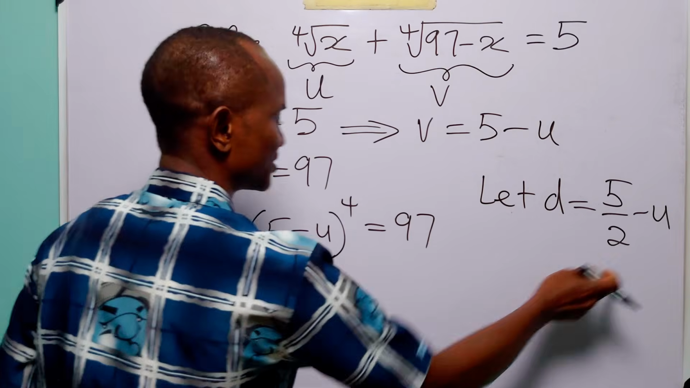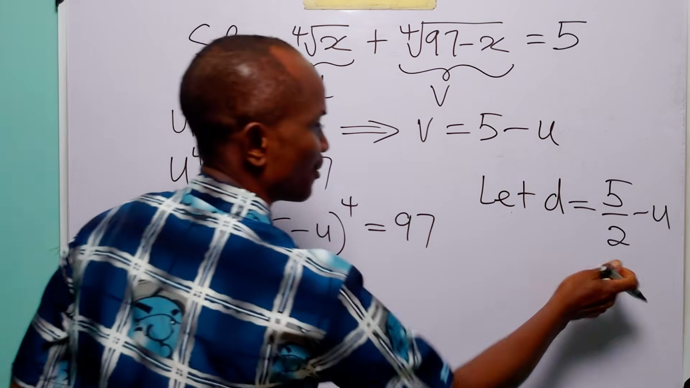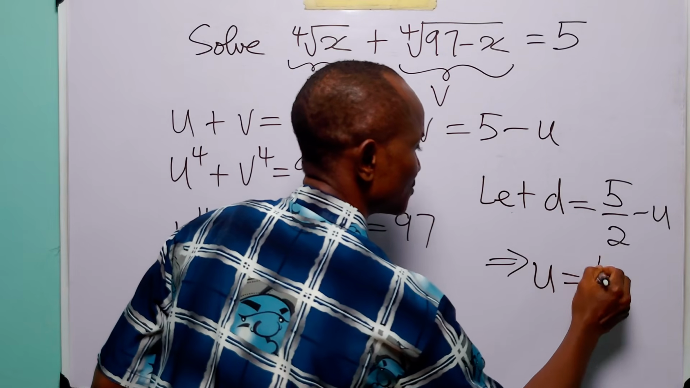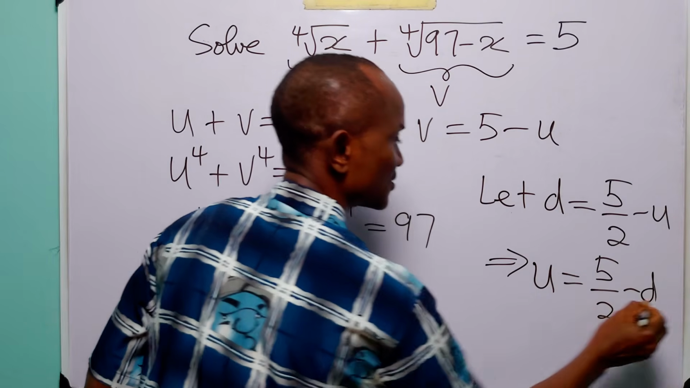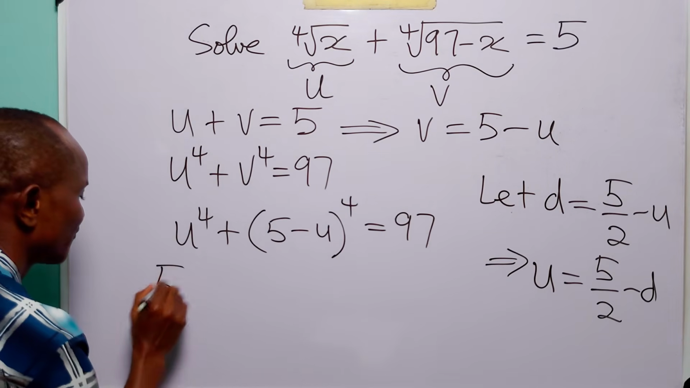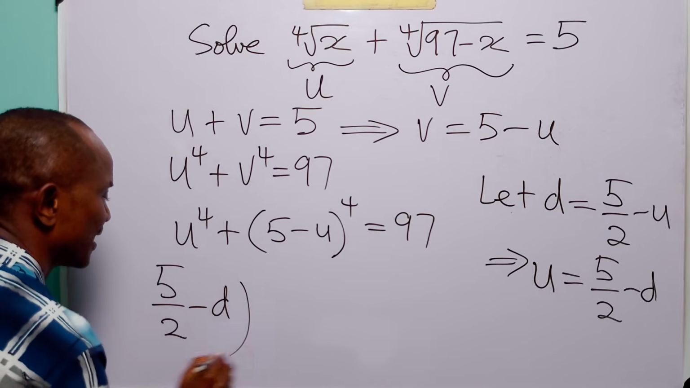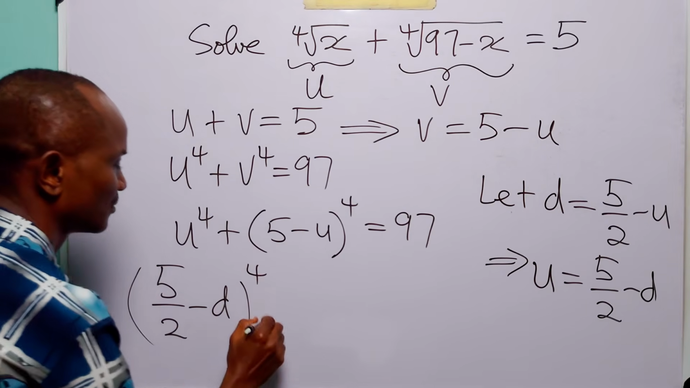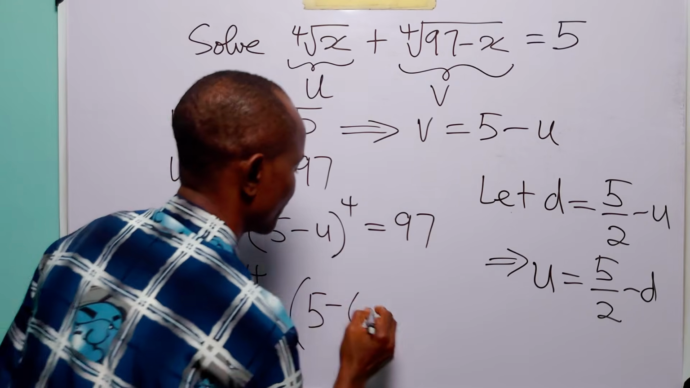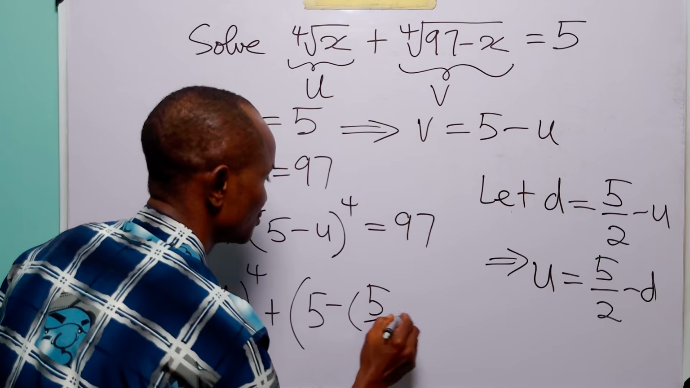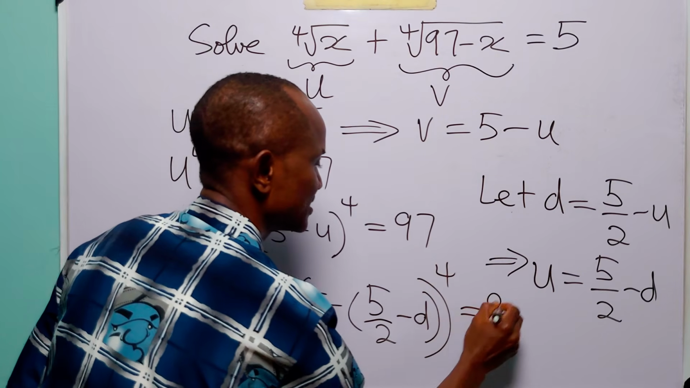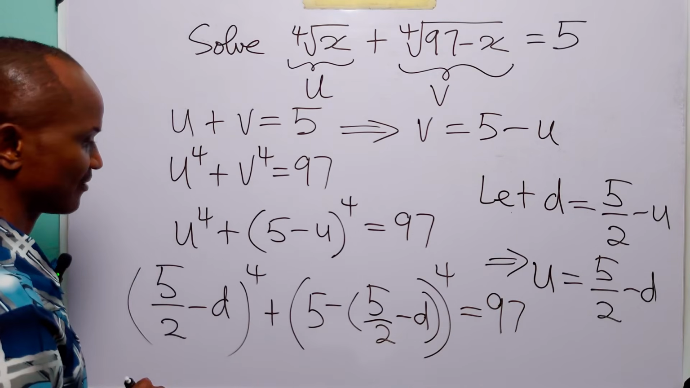And once more, with this substitution, from here we have that u is equal to 5 over 2 minus d. Now, with this substitution, this equation now becomes 5 over 2 minus d to power 4 plus 5 minus 5 over 2 minus d to power 4. And this remains equal to 97.